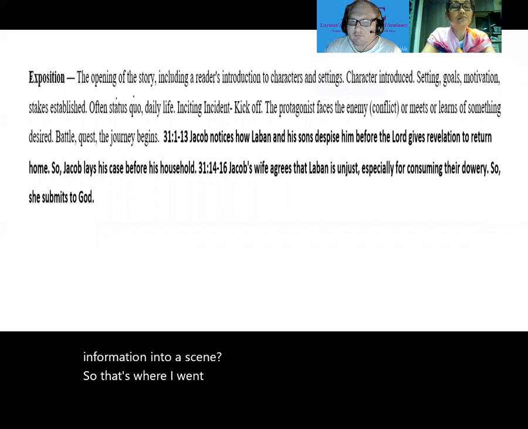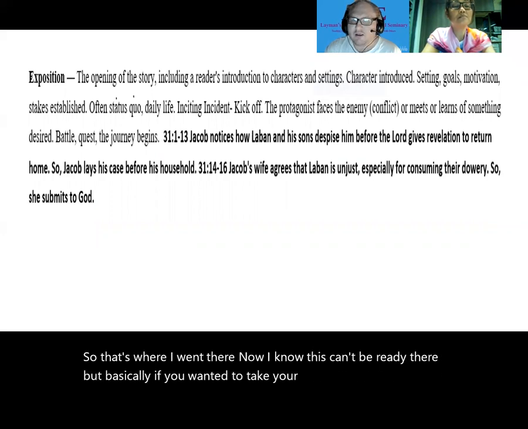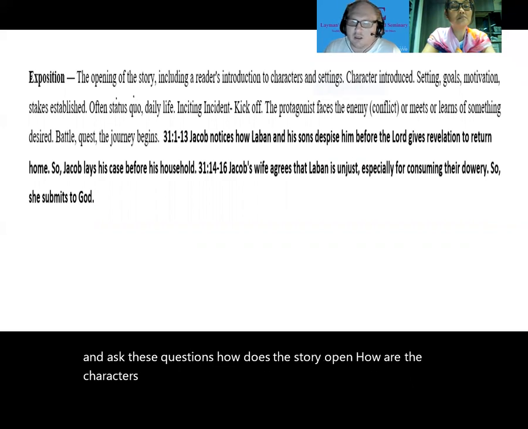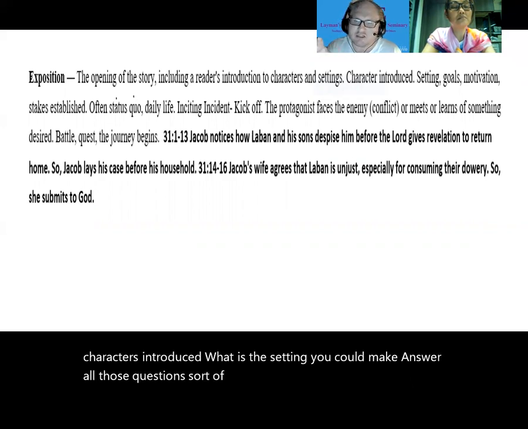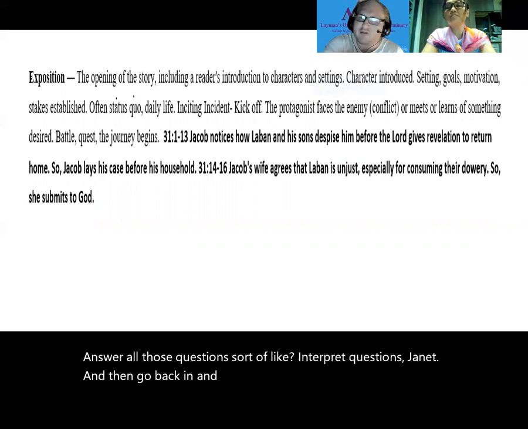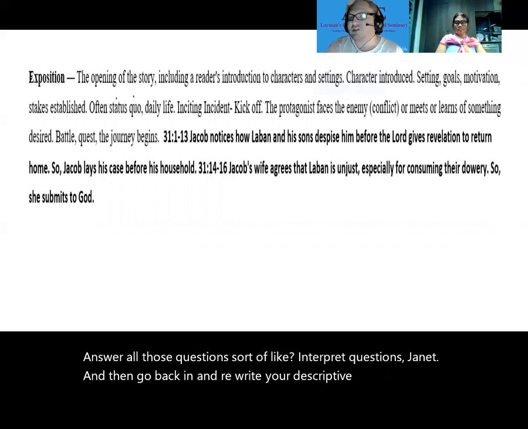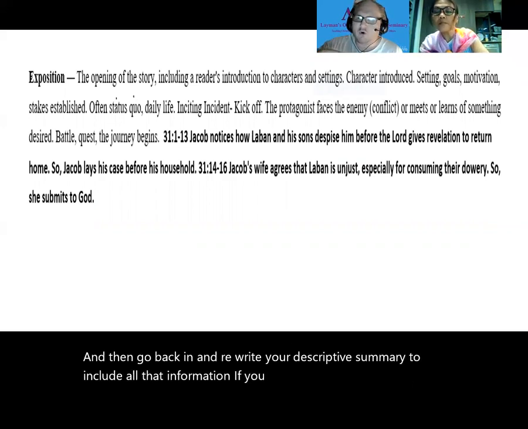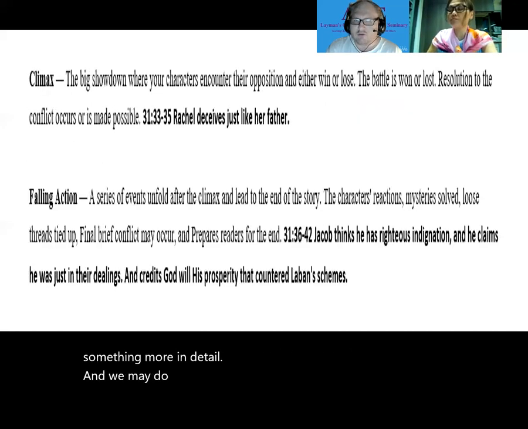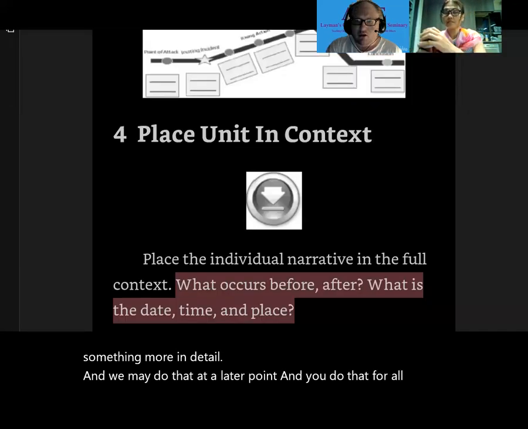Now, I know this can't be read either, but basically, if you wanted to take your descriptive summaries and ask these questions: how does the story open? How are the characters introduced? What is the setting? You could answer all those questions, sort of like interpret questions, Janet, and then go back in and rewrite your descriptive summary to include all that information if you want. And you would get something more detailed. We may do that at a later point, and you do that for all the steps. Okay?